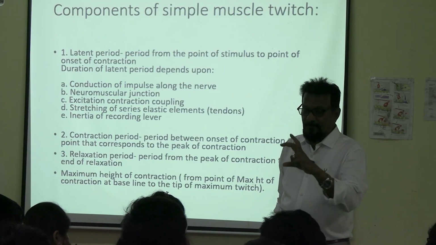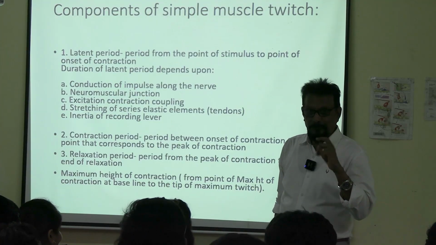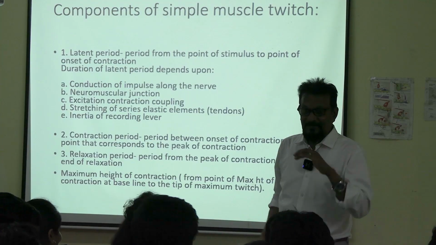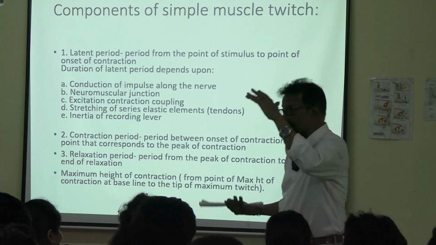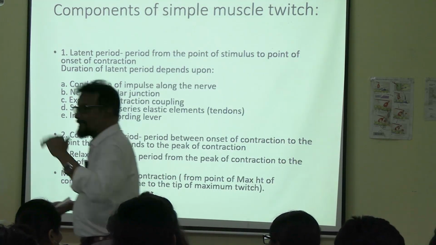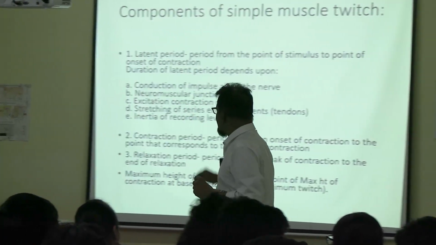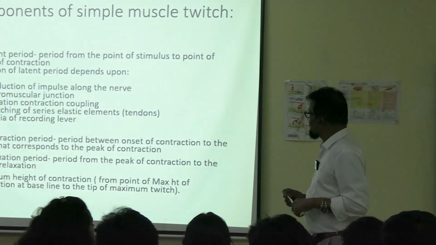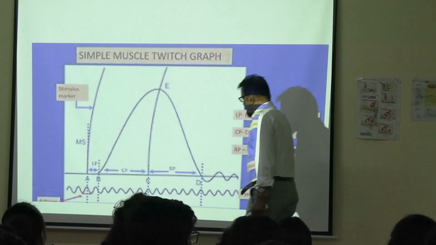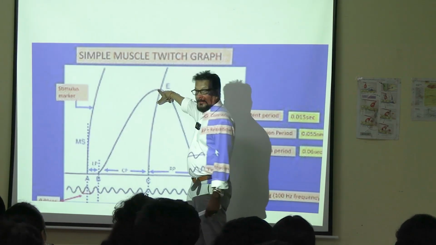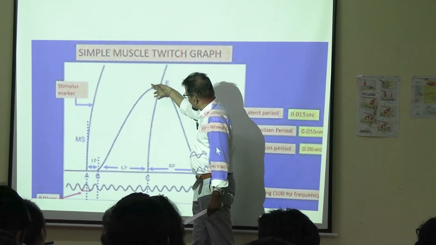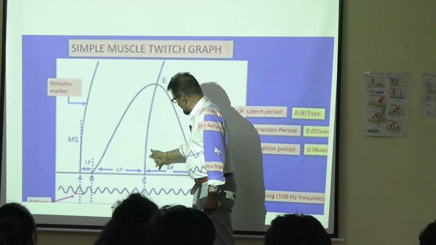Okay, so height is important. With the height, you can measure how much force is generated. If the height is more, more force is generated. If the height is less, less force is generated. So all these 4 points you have to remember. Okay, I told you, you find the peak. I told you to find the peak, then you draw a vertical line.